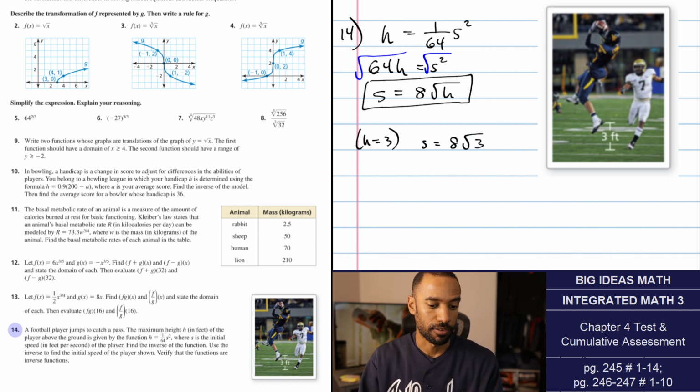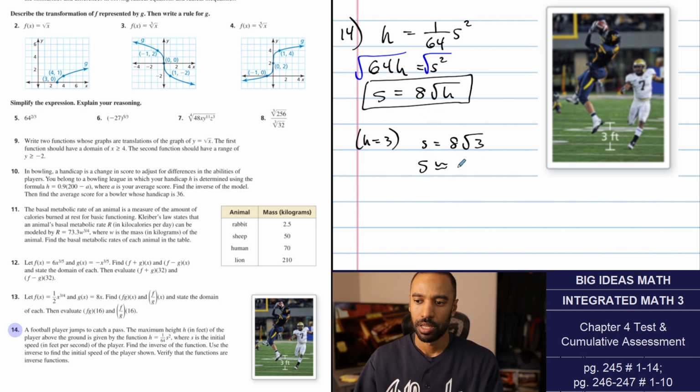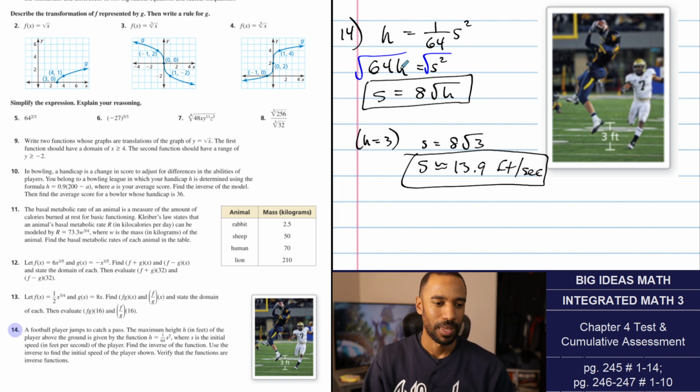Now, we use the calculator for that one. 8 root 3, I'm getting about 13.856. We'll say 13.9. S is about 13.9 feet per second as an initial jump velocity. And then gravity takes hold and you only get 3 feet in the air when all is said and done with that. All right, guys, that is the chapter test portion.